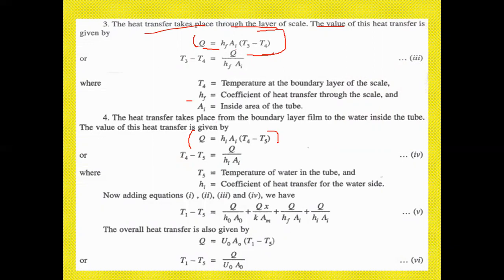Therefore, adding equations 1, 2, 3, 4, T1 minus T5 is equal to, substituting those values, Q by H naught A naught plus QX by K into AM, plus Q by HF AI, plus Q by HI AI. Therefore, T1 minus T5 is equal to Q divided by U naught A naught.